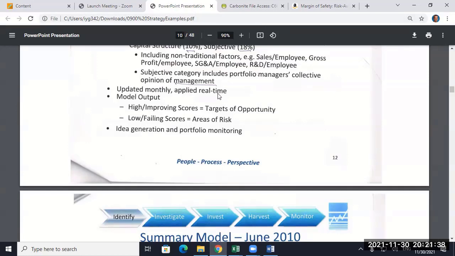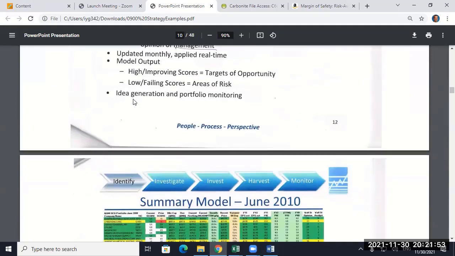Updated monthly. Again, these firms update monthly. What do they do the other 29 days of the month? But a lot of them do this. They update monthly and they trade monthly. So everything's once a month. The rest of the month, they're out there selling. They have high improving scores, low failing scores, idea generation, portfolio management.